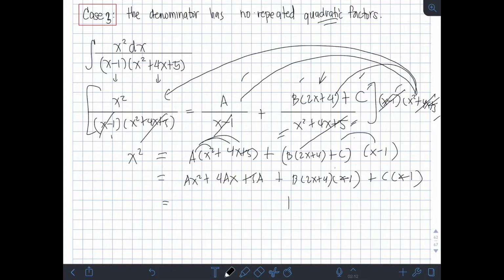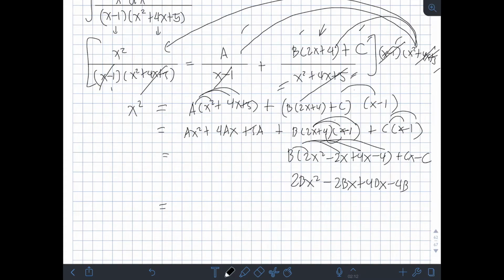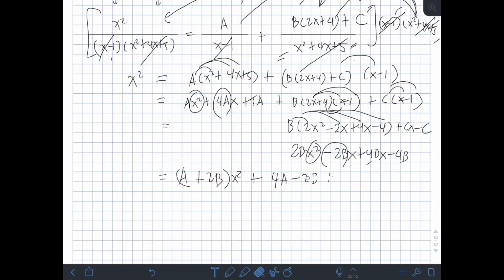So, simplify natin. Ito magiging b times of FOIL. So, 2x squared minus 2x plus 4x minus 4. And then ito, distribute plus cx minus c. So, ito, distribute natin. We have 2bx squared minus 2bx plus 4bx minus 4b. So, i-gather natin yung may mga x squared. So, ito, a. Ito, plus 2b. So, wala na. Times x squared. Yung may mga x naman. So, 4a minus 2b plus 4b. So, pwede pala natin i-combine muna to as 4b minus 2b plus 2b. And then itong plus c times x. And then yung constant, we have plus 5a minus 4b minus c equals x squared.